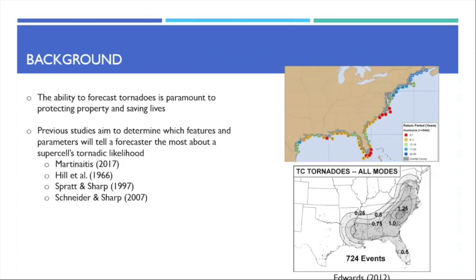Previous studies aimed to determine which features and parameters will tell a forecaster the most about the likelihood of a supercell being tornadic.